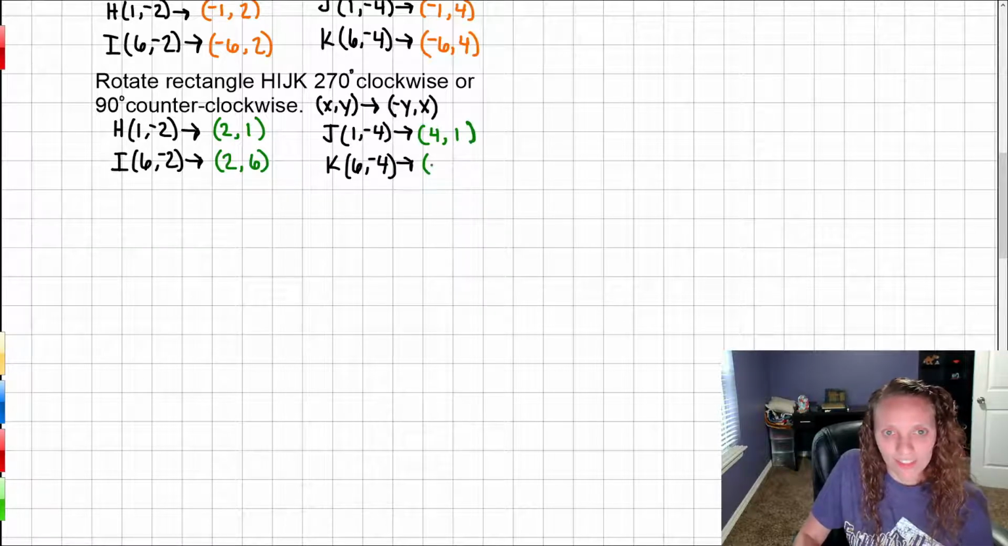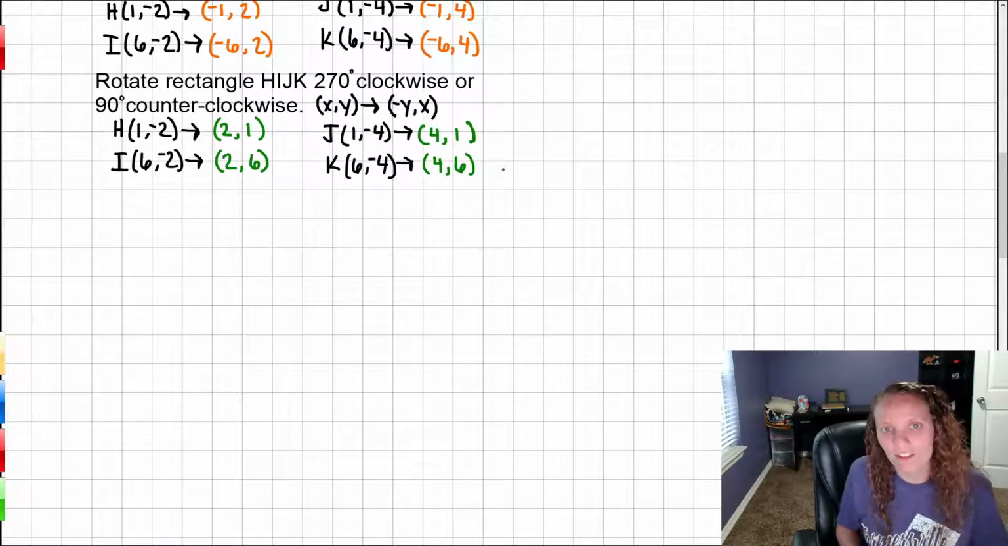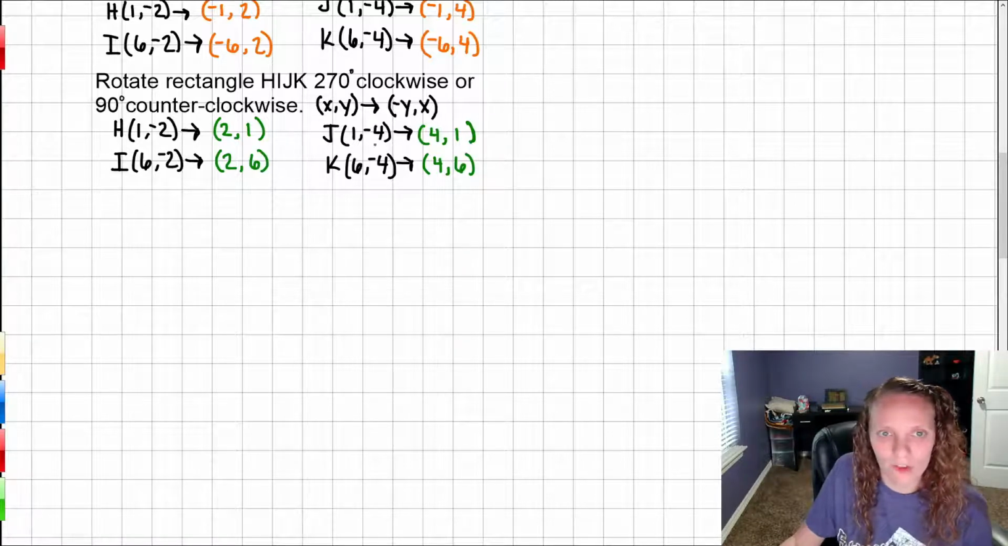And then again, flip-flop the order. The negative now becomes a +4, and it's first, and 6 is second. So again, we flip-flop the order. Y is first, x is second, and we had to take the opposite of the y value. So it went from a -4 to a +4.